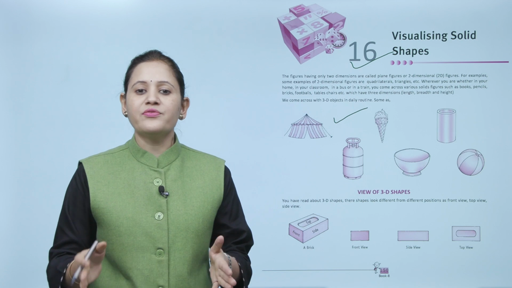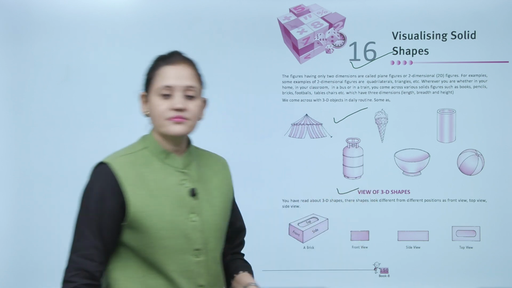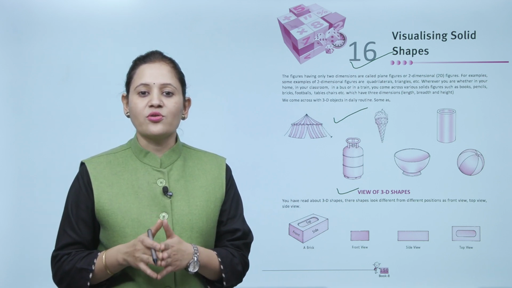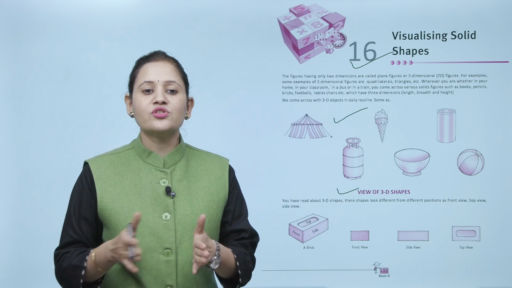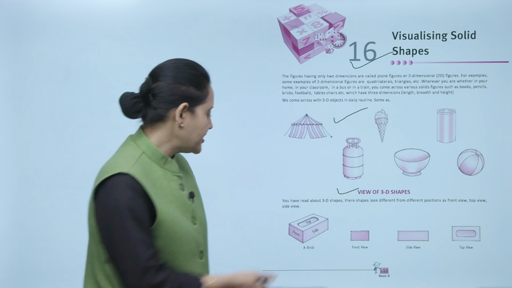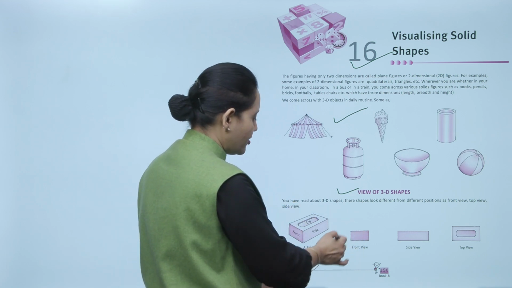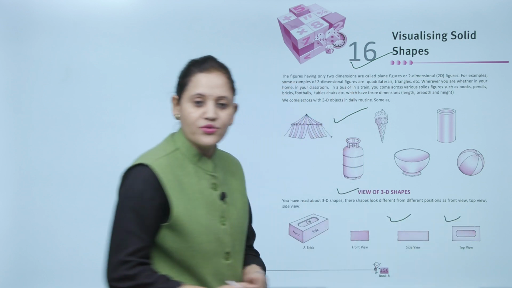Next, view of 3D shapes. You have read about 3D shapes. Their shapes look different from different positions, as front view, top view, side view. Like, this is a brick. This is the front view, how it looks from the front. This is the side view and this is the top view. Clear?